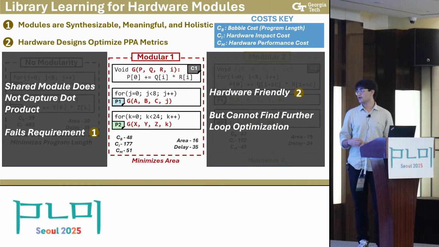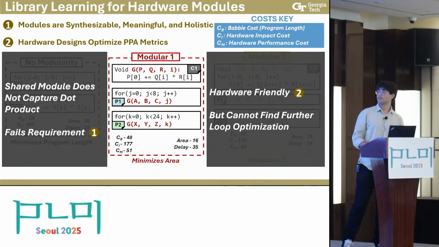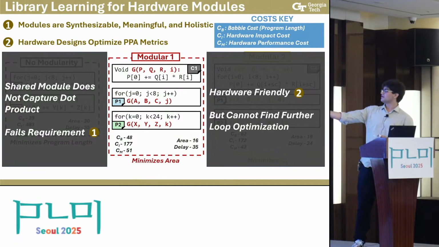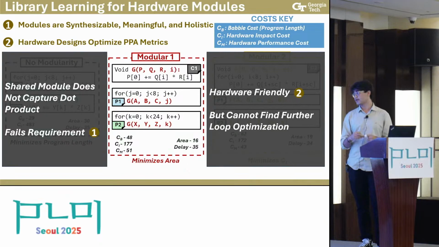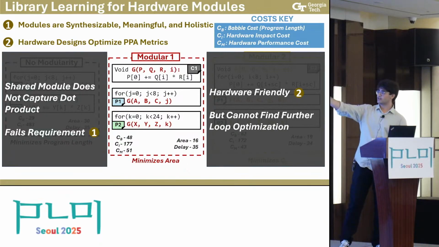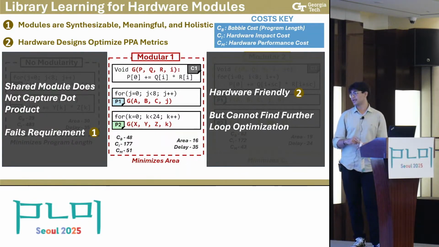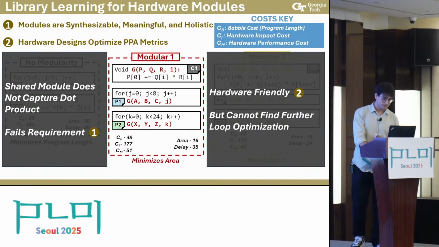In modular 1, I would still argue you fail requirement 1. This is because you're not capturing the full dot product. While it's synthesizable and meaningful, it's not particularly holistic because you're separating the operation. And the reason this is really important is that while the produced hardware is hardware friendly and does minimize area, by separating the operation from the loop, you can't perform loop optimizations here. And then you can't minimize your delay even further. So I would also argue that this isn't particularly optimal.